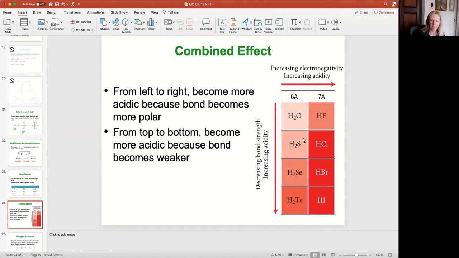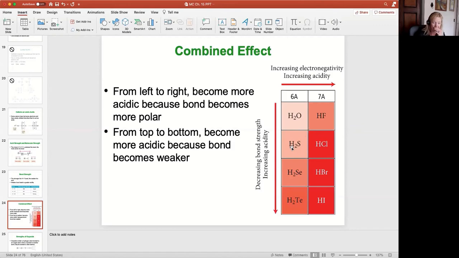So if I look at H2S and HCl, sulfur and chlorine here are going to be very similar in size. Chlorine might actually be a little bit smaller, but because the electronegativity difference between chlorine and sulfur is much larger, hydrochloric acid is going to be a strong acid. H2S, hydrosulfuric acid, is going to be a much weaker acid. And so you've got to look at these combined effects: the difference in electronegativity as well as the bond strength of the atoms that are involved in that bond.